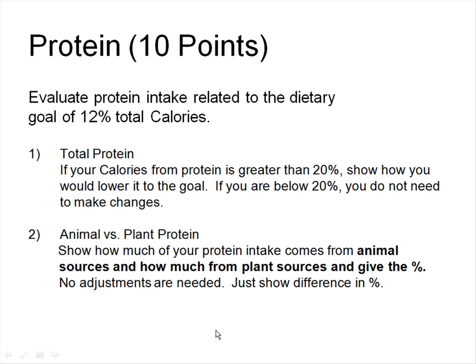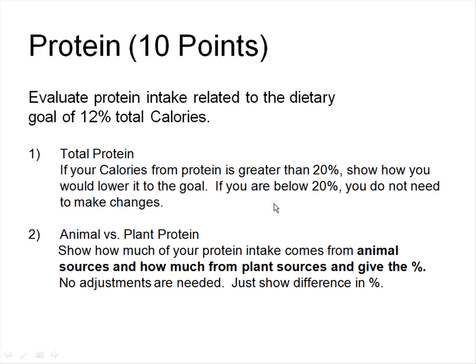If you remember from the lectures, the goal should be 60% plant protein intake and 40% animal, and you're probably going to find that you're just opposite of that. So what we need to do, unless you're over 20%, then you'd have to do the same scenario as we did with carbs and lipids and go through each day and determine what you could reduce and then show me that you met the goal.